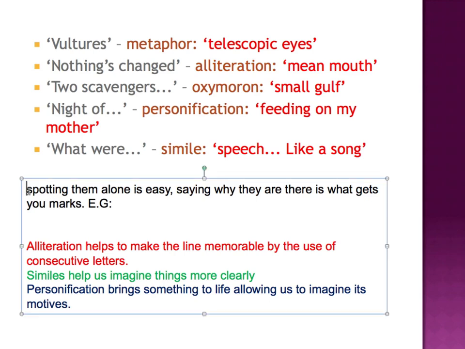But it's really important to remember that spotting them alone is easy, and you won't get more than a D for just saying the poem uses, the poet uses. Where you actually get the marks is explaining why it's used there. So the alliteration may be useful because it makes the line memorable by the use of consecutive letters. This similarly helps us imagine the situation more clearly, and the personification brings it to life, allowing us to imagine its motives, what kind of character it might be taking. These are the kinds of things that you have to remember.